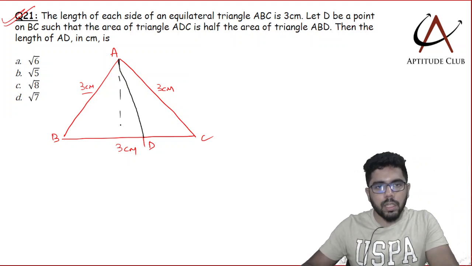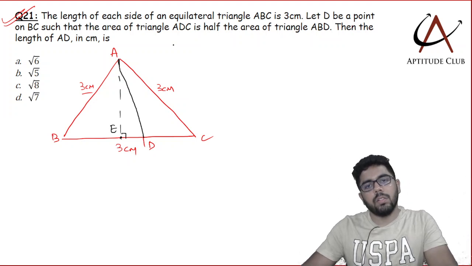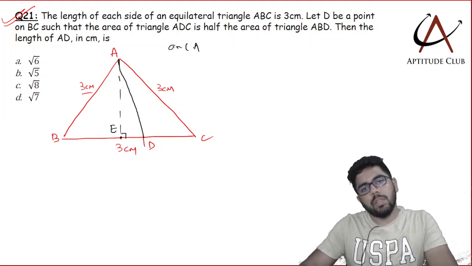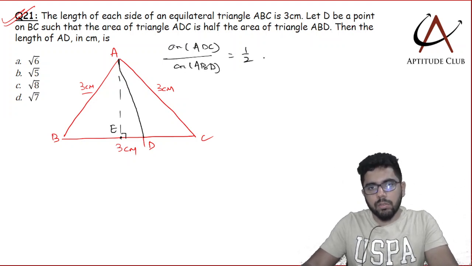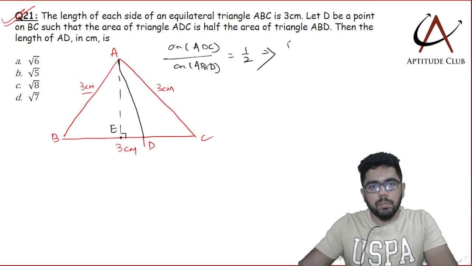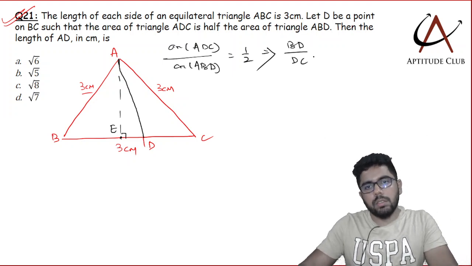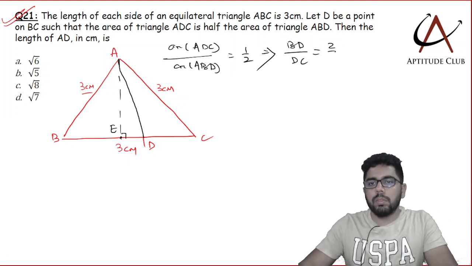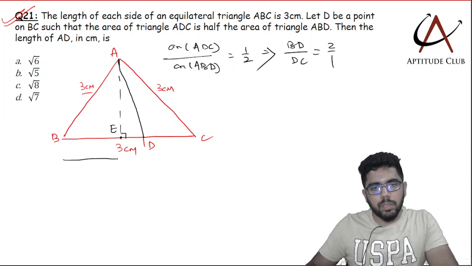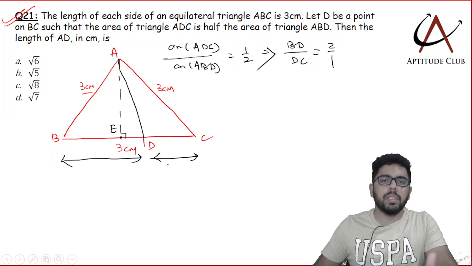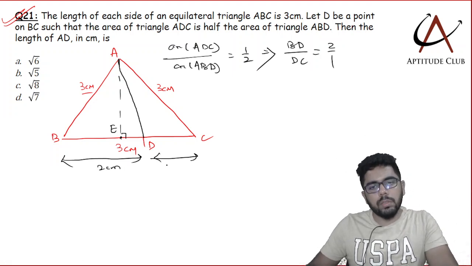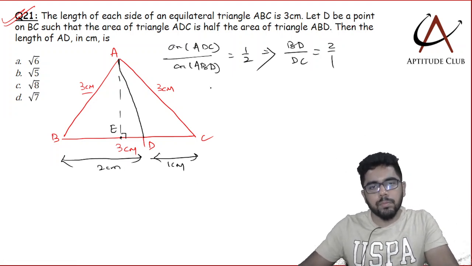Let us say this is the height. Area of ADC by area of ABD is equal to 1/2. This implies BD by DC will be 2:1. This will be 2 parts and this will be 1 part, because the ratio of areas of triangles is the ratio of their bases. So this is 2 centimeter and this is 1 centimeter.